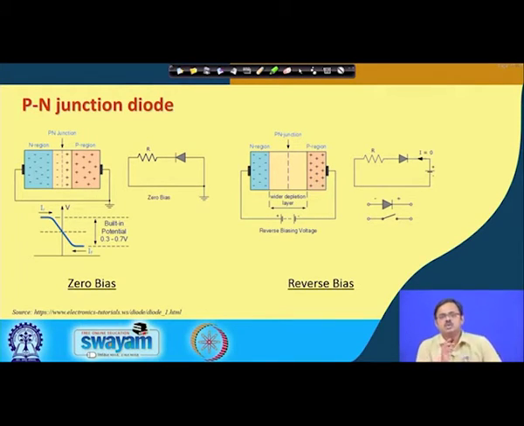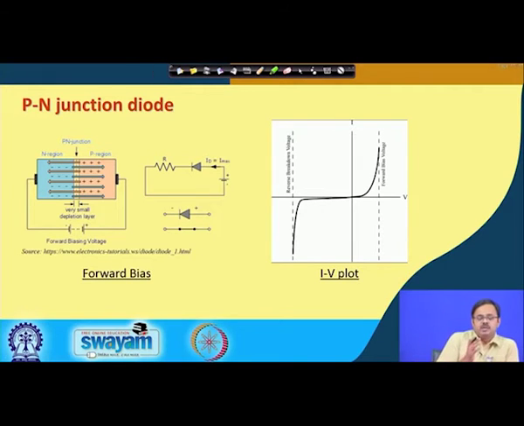Okay. So, this is known as reverse bias. So, in the reverse bias, what happens? There is no current flow. Clear?